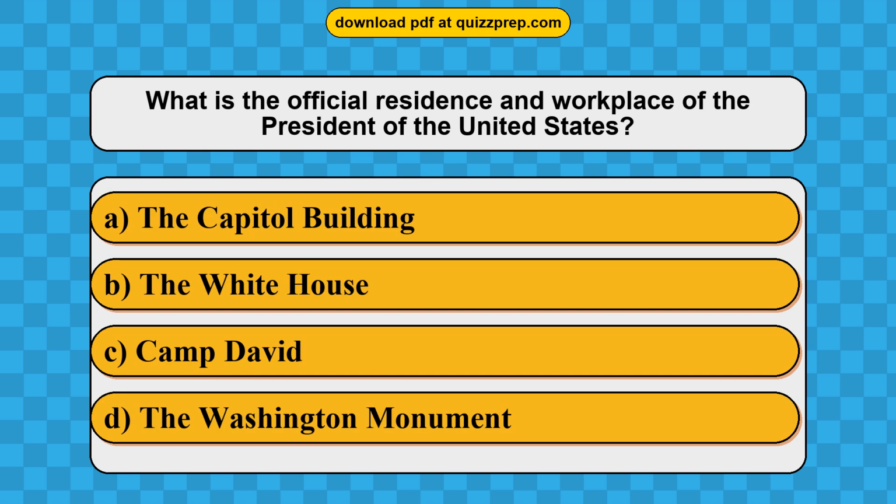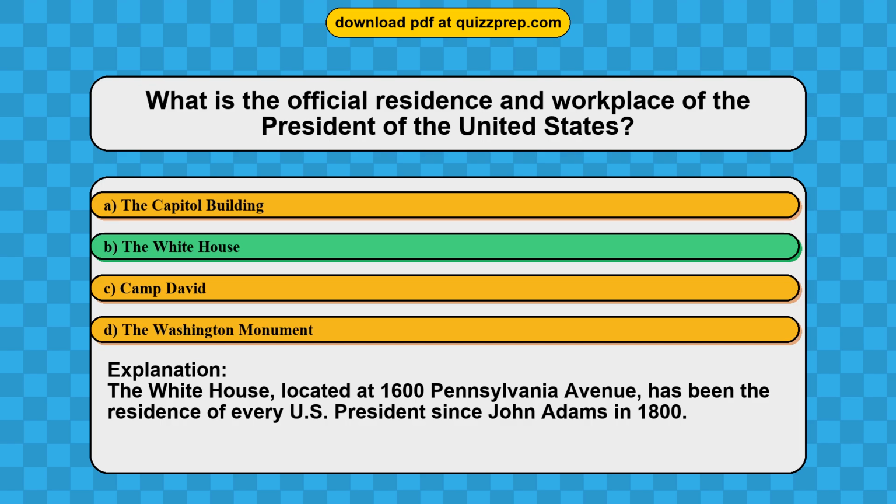Question 2. What is the official residence and workplace of the President of the United States? Option A. The Capitol Building. Option B. The White House. Option C. Camp David. Option D. The Washington Monument. The correct answer is option B. The White House. The White House, located at 1600 Pennsylvania Avenue, has been the residence of every U.S. president since John Adams in 1800.